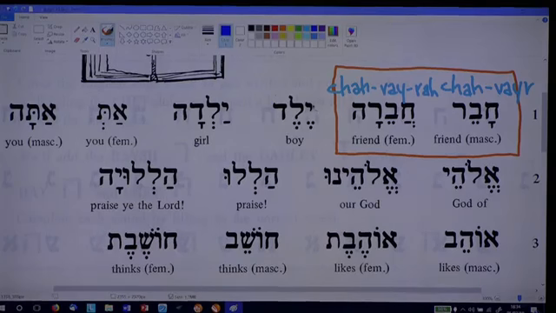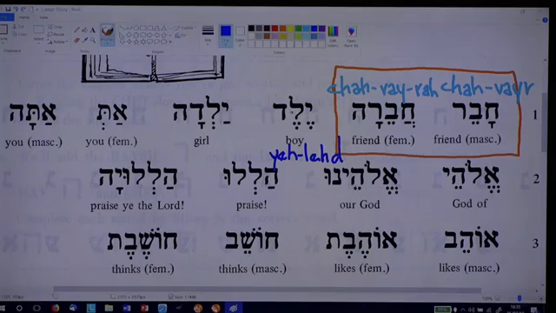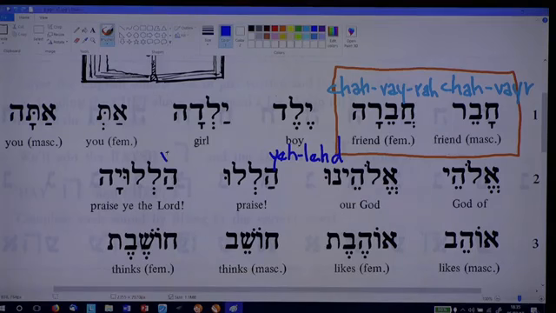So let's look at the next set, boy, girl. So a boy is a yeled. Yeah, led. Yeah, led. And a same three letters, Yud, Lamed, Daled. So we got a Ya. Yal.